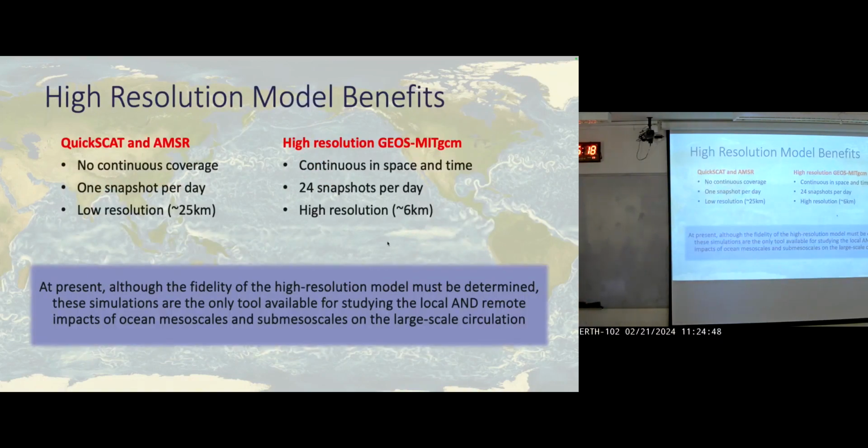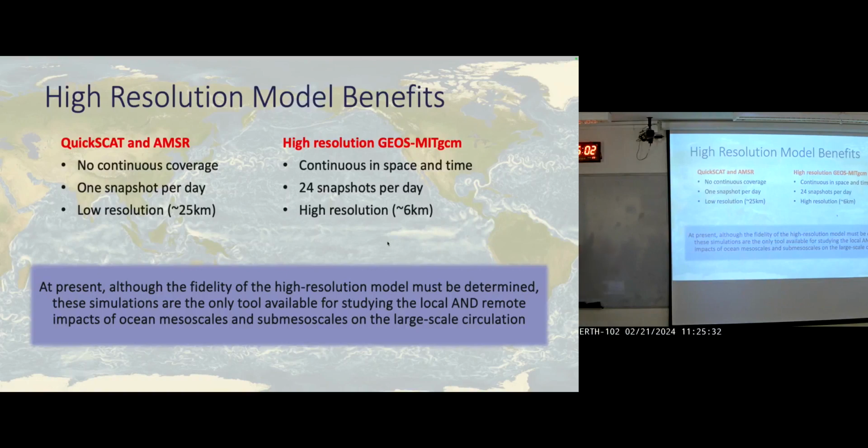And why do we want to run these high-resolution simulations? Traditional observations are satellite observations, QuikSCAT and AMSR for winds and SST. We don't have continuous coverage. We have one snapshot per day, and the resolution is relatively low, 25 kilometers. In our case, we have something which is continuous in space and time, 24 snapshots per day, and a much higher resolution. Also, we have many diagnostic fields that we can analyze, not just the surface winds and the SST. We were able to look at many variables in these simulations.